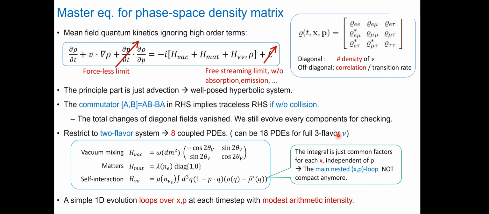So that's caused some challenge into the OpenMP or OpenACC parallelization. In this case, a simple 1D evolution involves a loop over x and p. So basically, it is a loop with level 2 at each time step. And if you look at the right-hand side, it seems the arithmetic intensity is not really high. So that may also cause some challenge to the performance of this code.